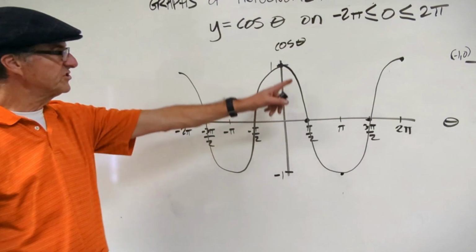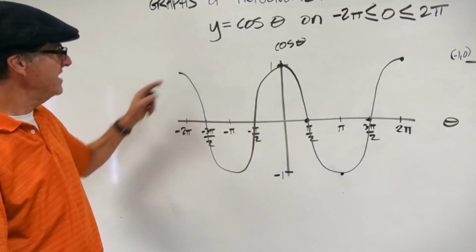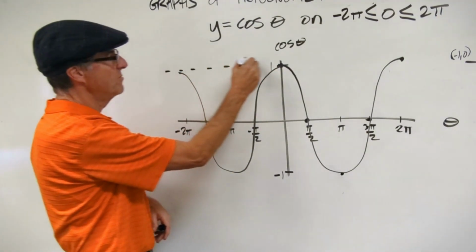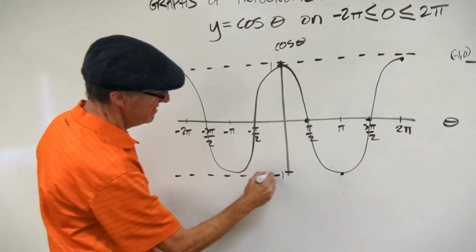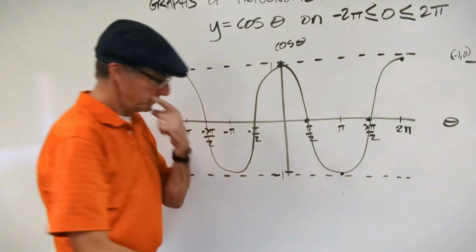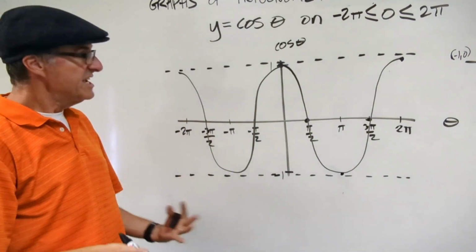Okay, so this graph just continues on in the same way. And of course, again, we have our maximum here at positive 1, our minimum here at -1. So now we can say some things.